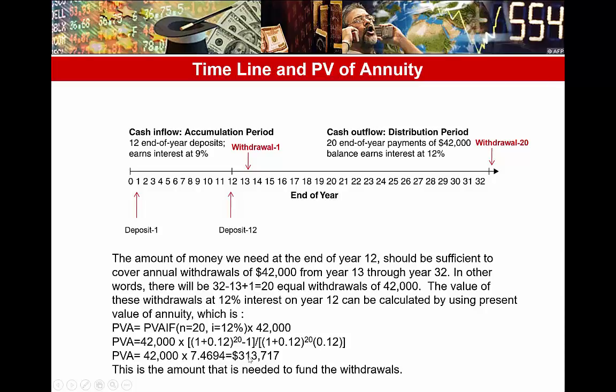So if she had accumulated $313,717, she would be able to comfortably withdraw $42,000 in each of the years following, starting from year 13 throughout this 20-year period. And once she withdraws the last $42,000, there's not going to be anything left in the account. So $313,717 is the present value of these $42,000 that are going to be withdrawn over this 20-year period.